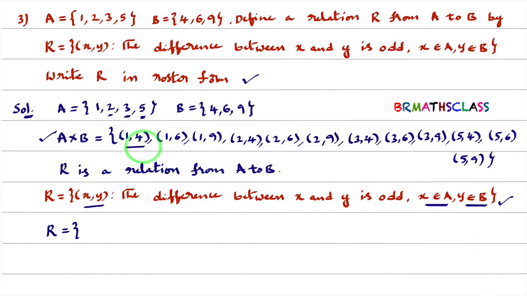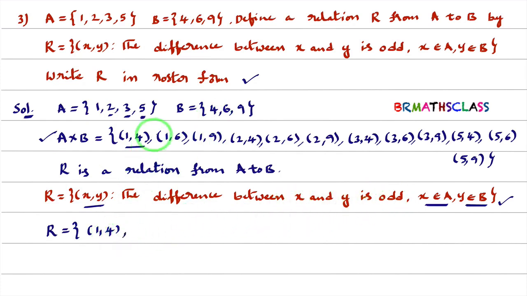For example, you take the ordered pair (1, 4). What is the difference between 1 and 4? To avoid confusion, you take the bigger number and subtract the smaller number. 4 minus 1 is 3. Is 3 an odd number? So the difference between x and y is odd. So the ordered pair (1, 4) belongs to this relation. Why? Because the first element 1 is in set A, 4 is in set B, and the difference between 1 and 4 is an odd number.